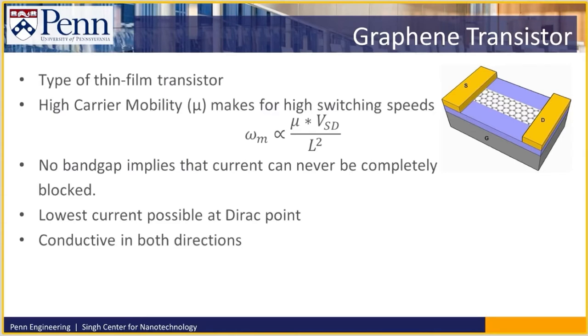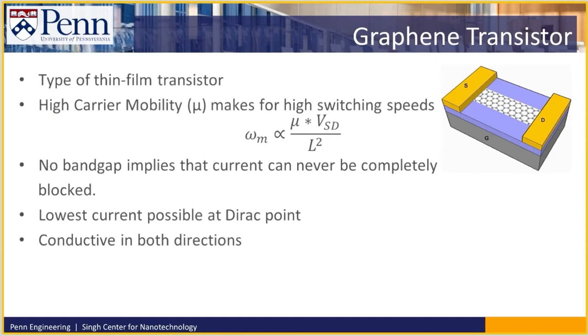When we bring this over to the graphene transistor, we can see that carrier mobility makes for very high switching speeds. Switching speeds are one of the main physical barriers in all sorts of transistor applications. It just basically means how long does it react to a change in the direction of charge. And so because of that high carrier mobility, we get a very high frequency for switching.